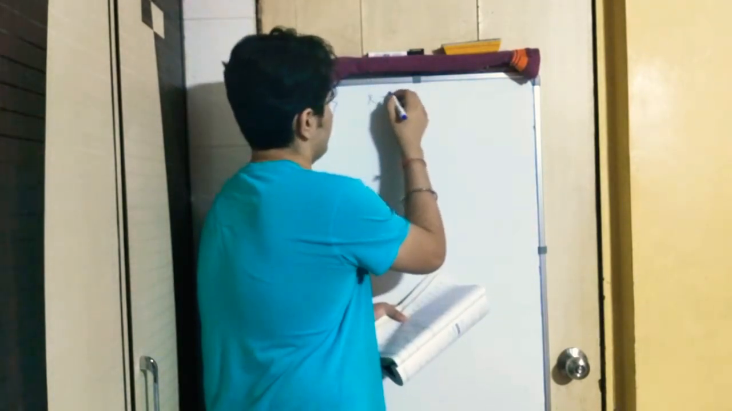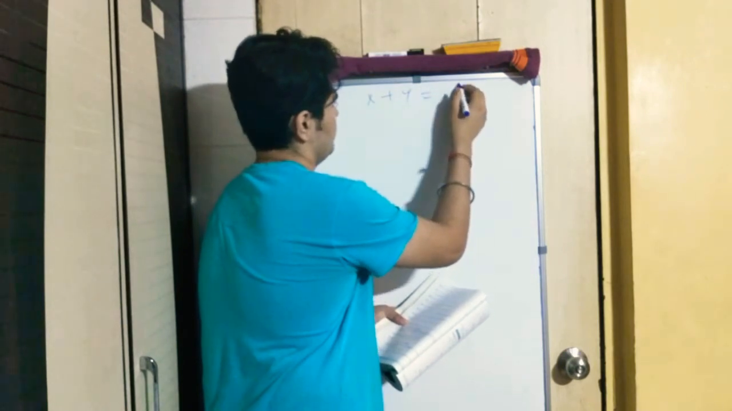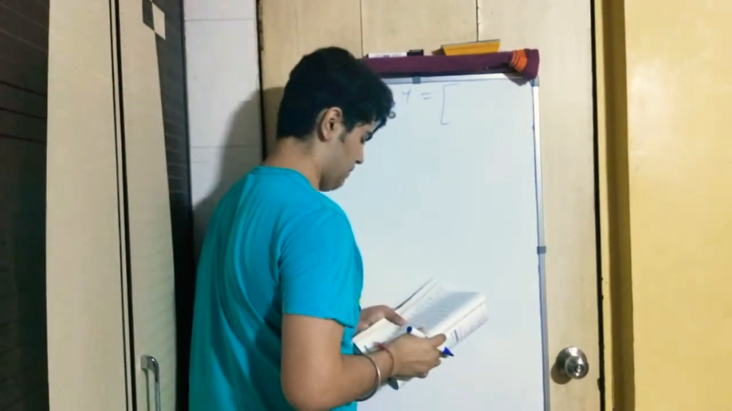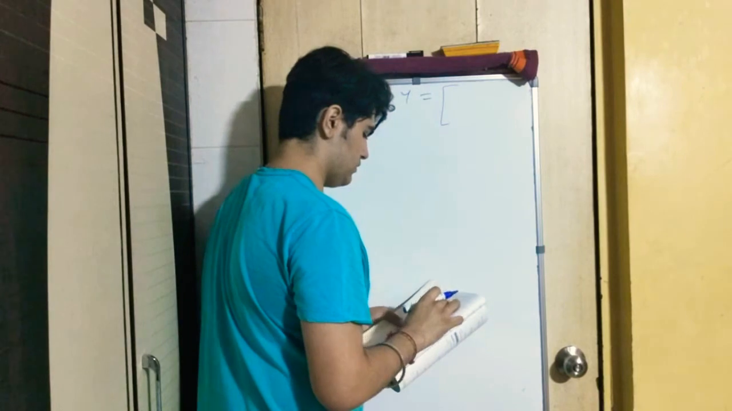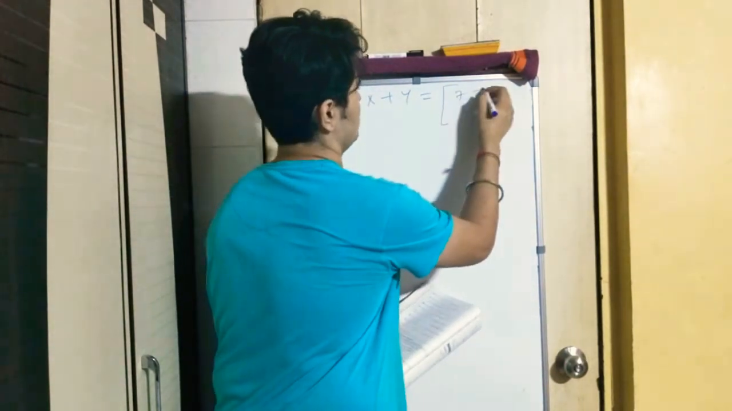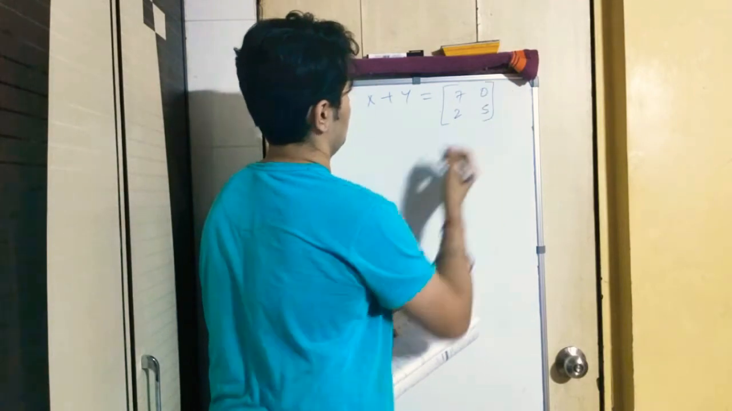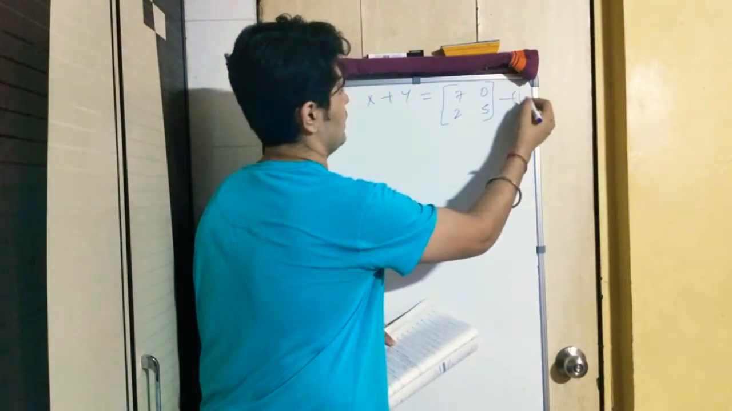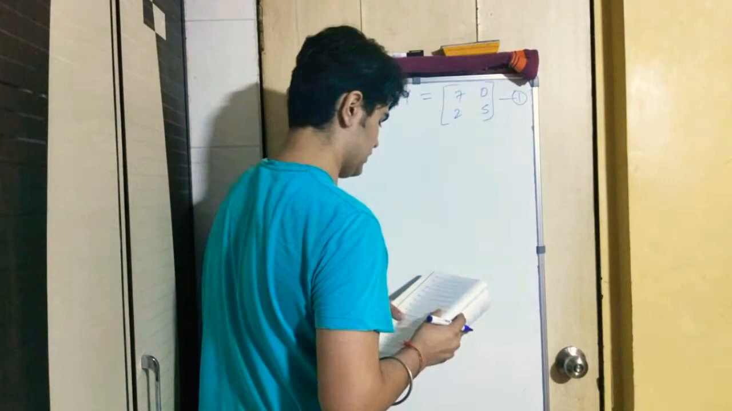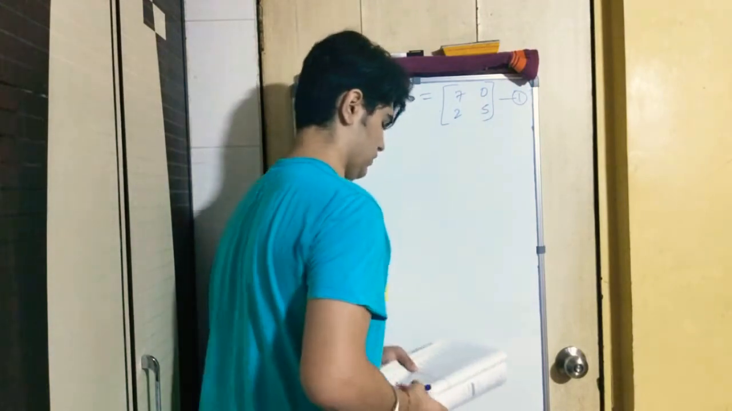First equation is given as X plus Y is equal to, the matrix 7 0 2 5, and I named this as 1. The second equation is given, X minus Y is 3 0 0 3.